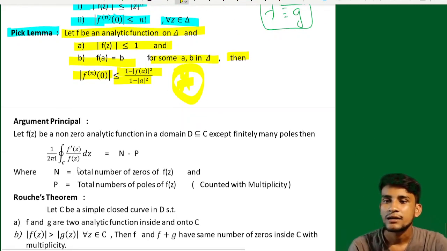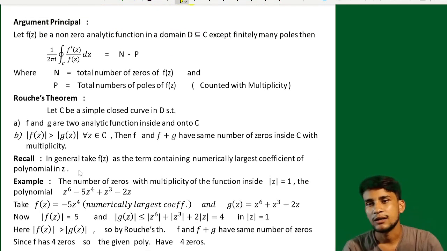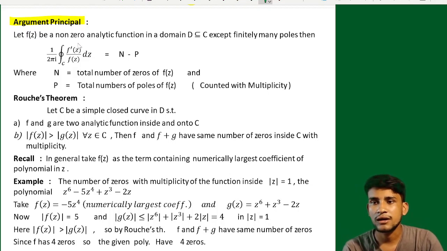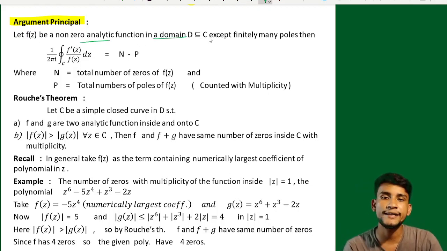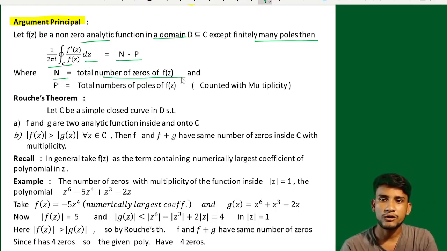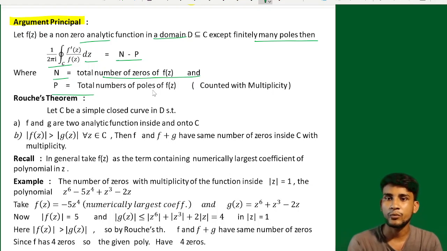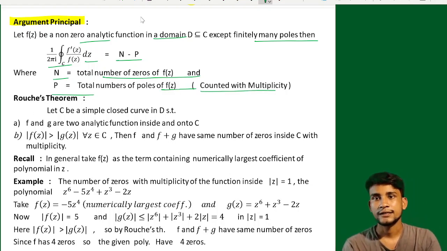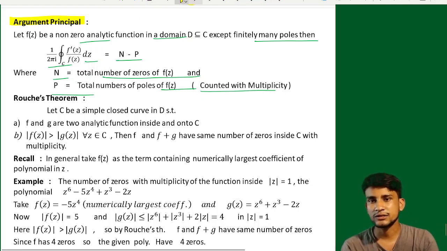Now go to the argument principle. The argument principle says: let f(z) be a non-zero analytic function in a domain D subset of C except finitely many poles. Then 1 by 2 pi i times the integral of f dash z by f(z) dz is equal to N minus P, where N is the total number of zeros of f(z) and P is the total number of poles of f(z), counted with multiplicity. Now the next important concept is Rouche's theorem.